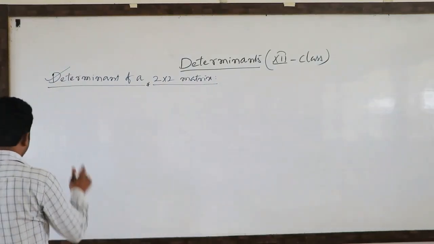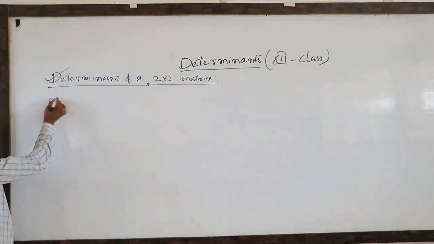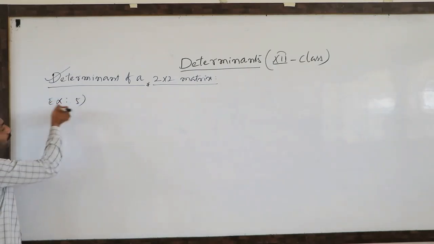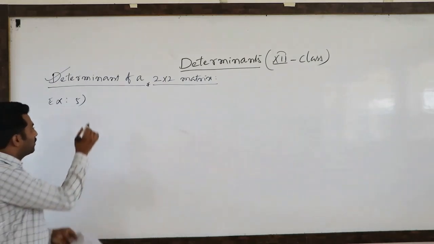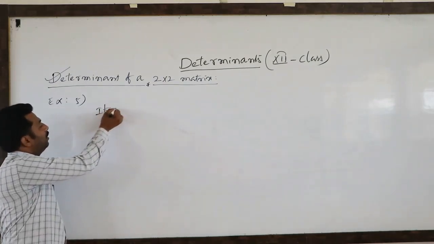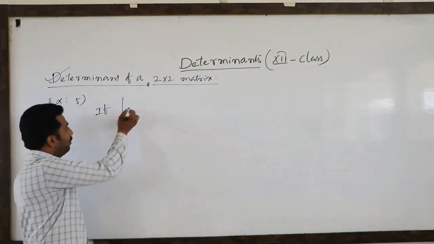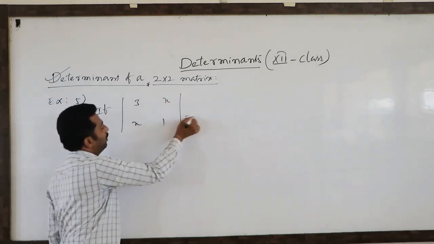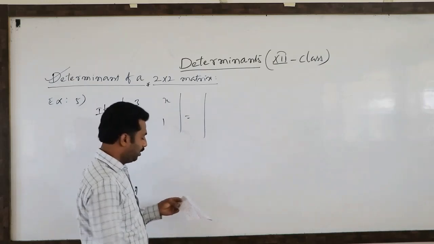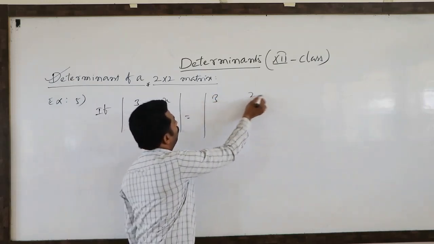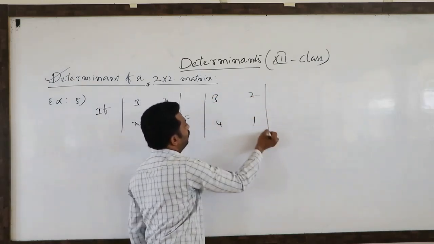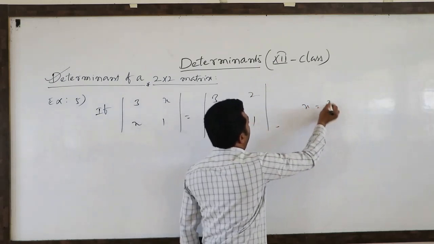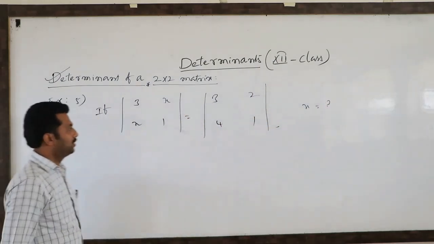Example 5 you will see in your textbook only. You have to see example number 5. How they are asking: if the determinant of 3, x, x, 1 is equal to the determinant of 3, 2, 4, 1, then find the value of x, they are asking.